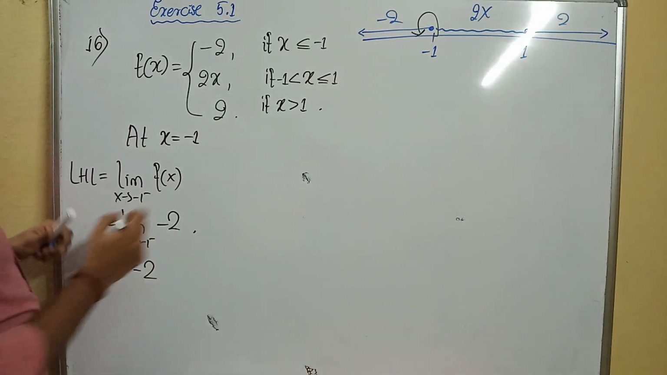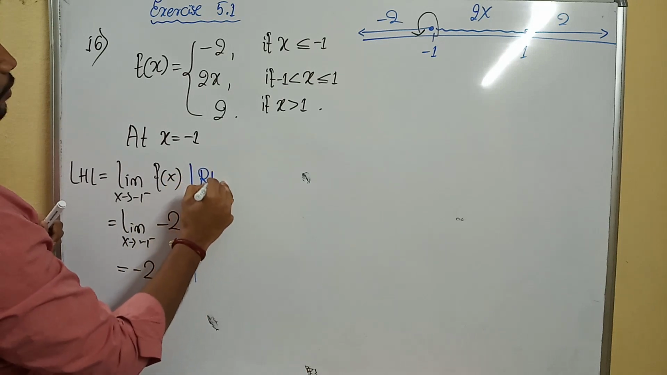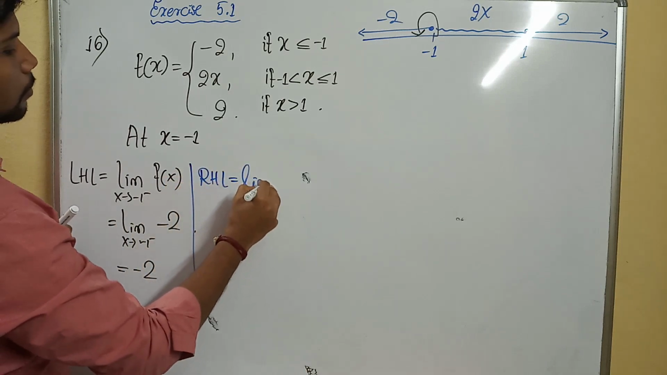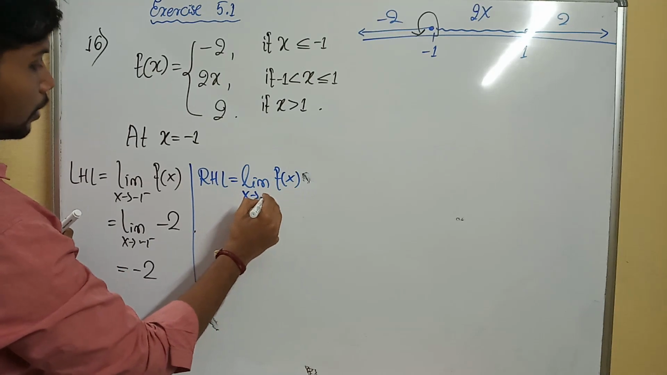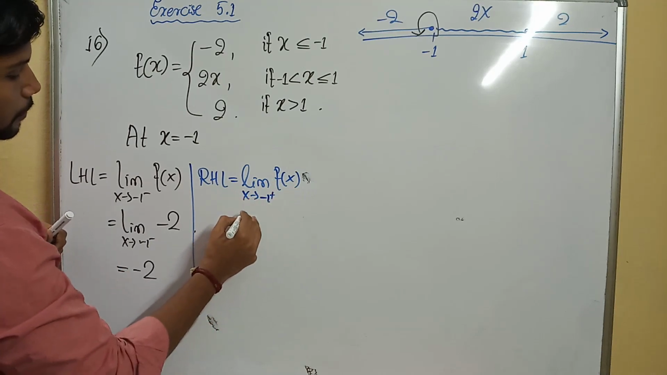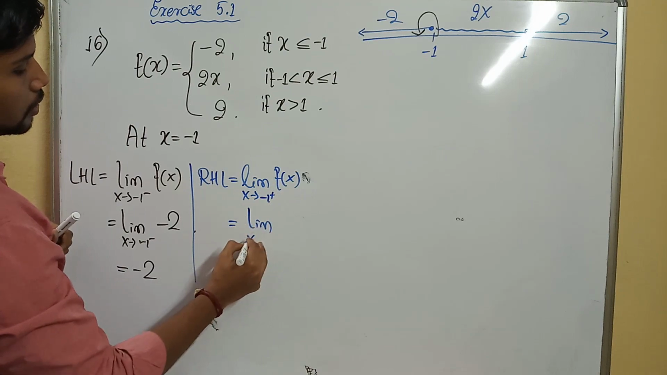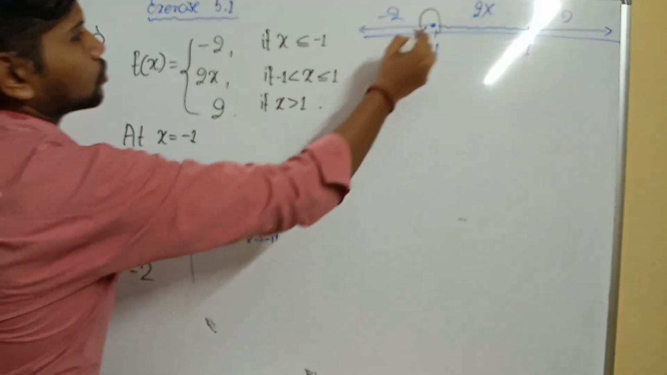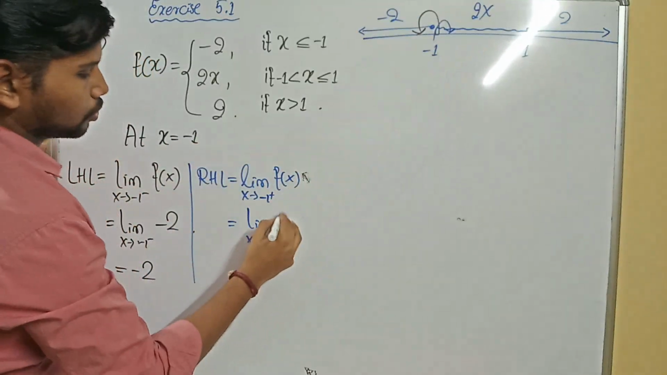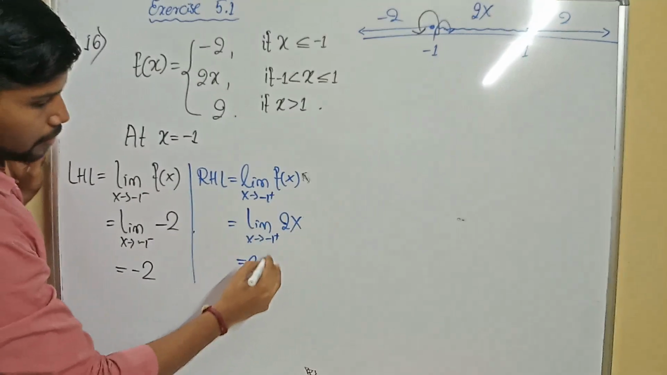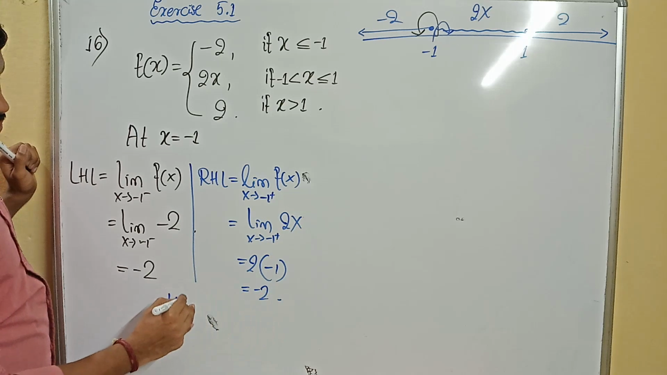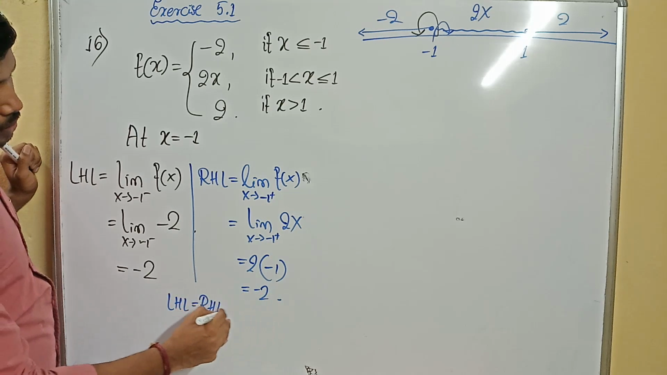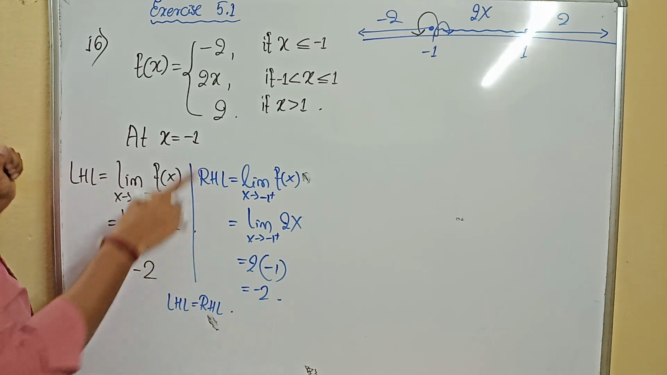Okay, then what about the RHL value? The RHL value will be the limit of f of x as x tends to minus 1 plus. Now it is 2x. X is replaced by minus 1, it's minus 2. LHL is the same as RHL. Got it? After this condition, I need to check at that point.